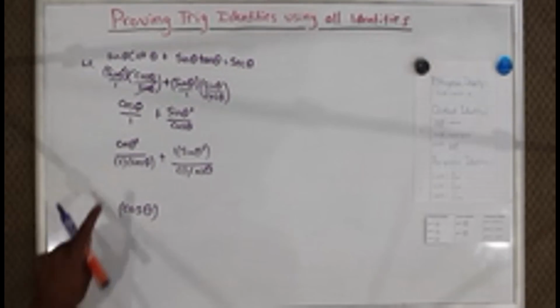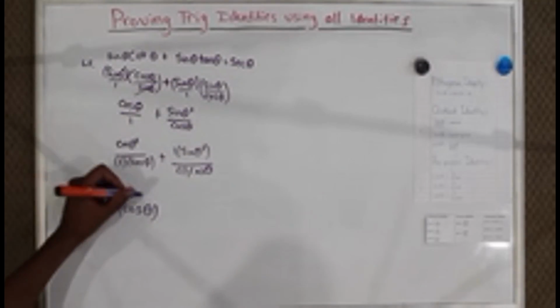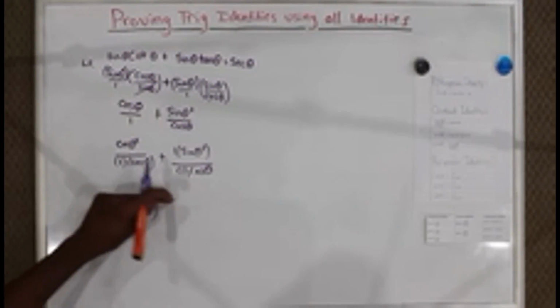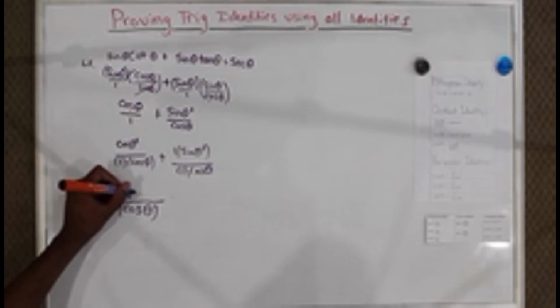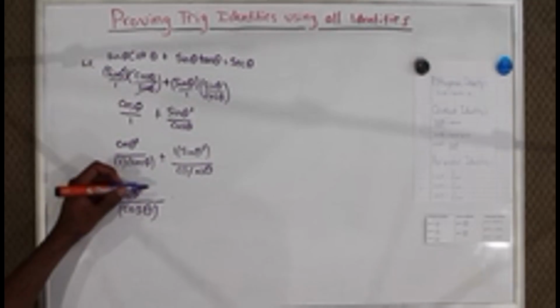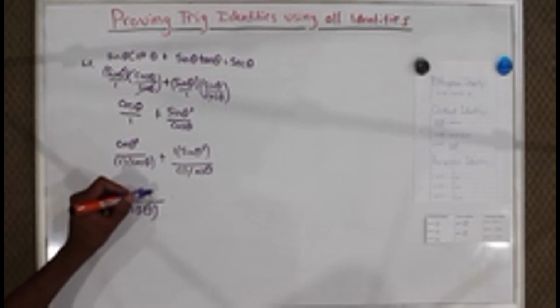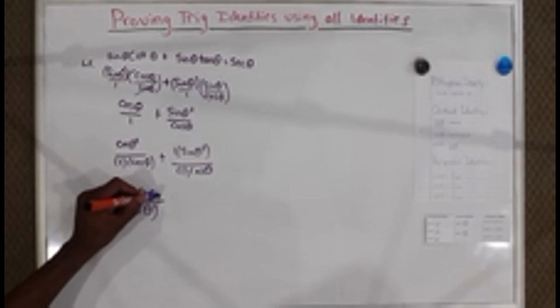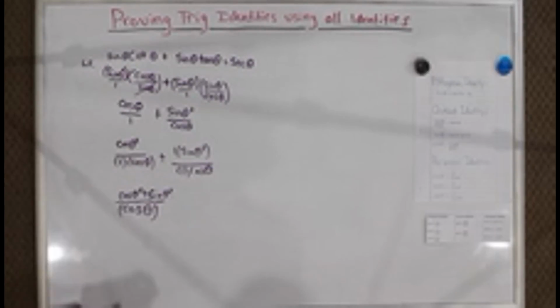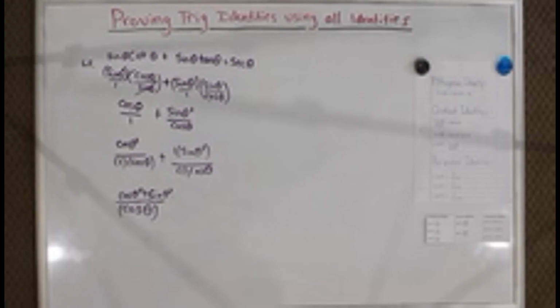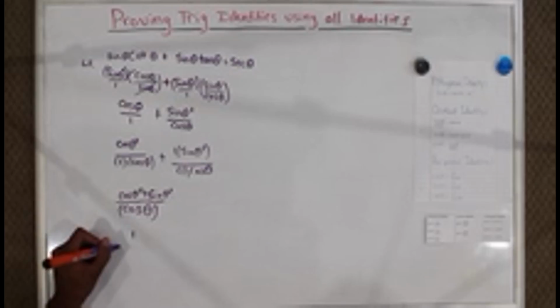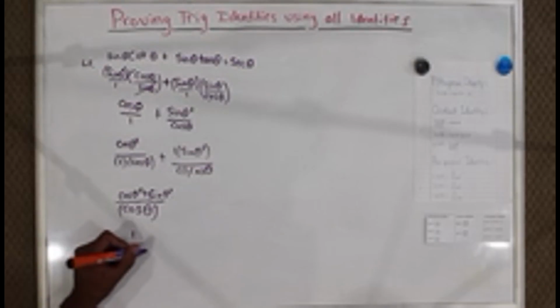And then with the same denominator, you can just add the numerators on the top, which is going to equal cos theta squared plus sine theta squared. And with that, cos theta squared plus sine theta squared, which is also known as the Pythagorean identity, is equal to 1. And on the bottom, we have a cos theta.